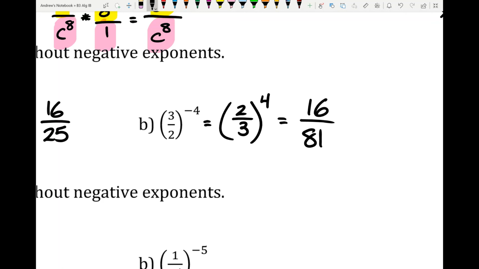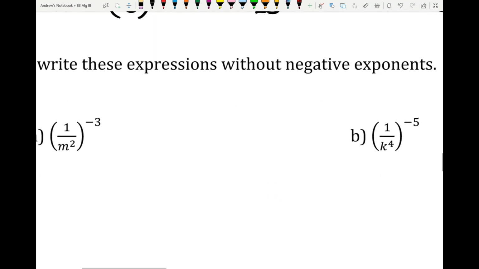Yuck. Gross. Again, if you can get to this part right here, that's perfectly fine. That's what we're doing. We're using the properties. If you're able to then do out the rest of the math and get to 16 over 81, awesome. That's perfect.